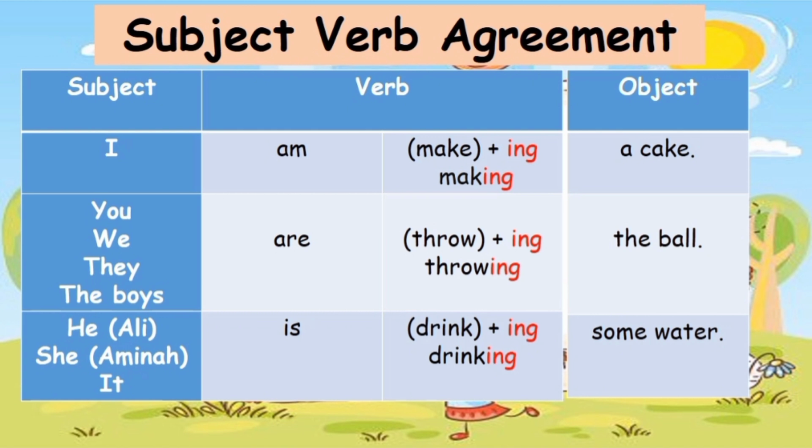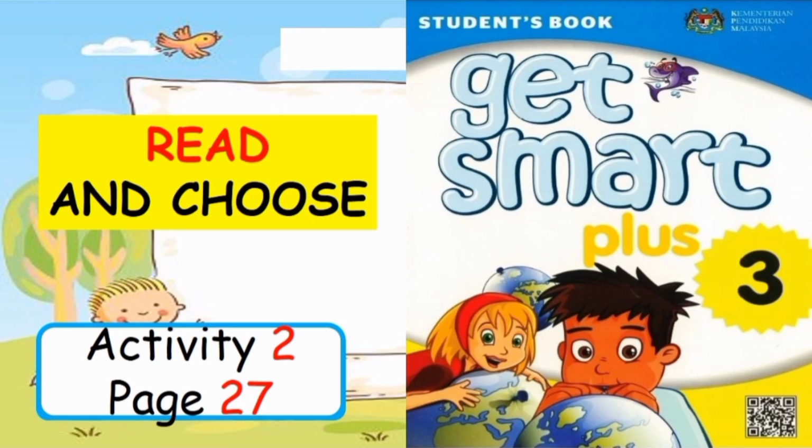For the third verb, drink plus ing becomes drinking. Untuk kata kerja ketiga, drink tambah ing menjadi drinking. The examples are, contoh-contohnya adalah, he is drinking some water. She is drinking some water. It is drinking some water. Or we can say, Ali is drinking some water or Amina is drinking some water. Activity 2. Please open your student's book Get Smart Plus 3, page 27.